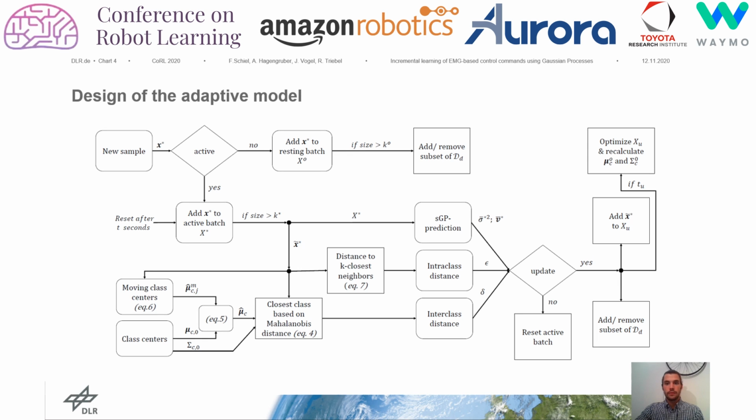The current slide visualizes the key parts of the adaptive model. New unlabeled incoming samples are first categorized if activity of the user is detected or not, and grouped in respective batches. Operating on batches increases the robustness against outliers. The data of the active batch is compared to already labeled data using metrics which measure the intraclass distance as well as the interclass distance.